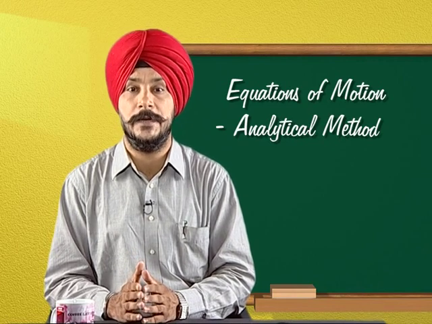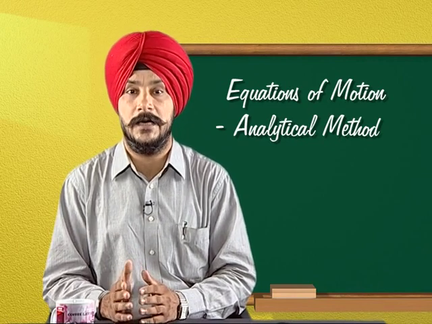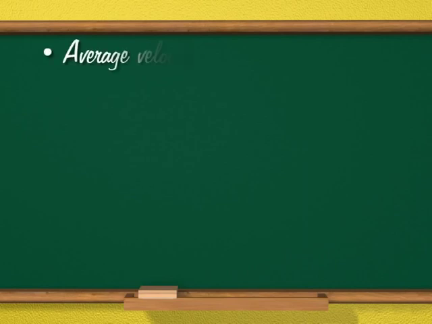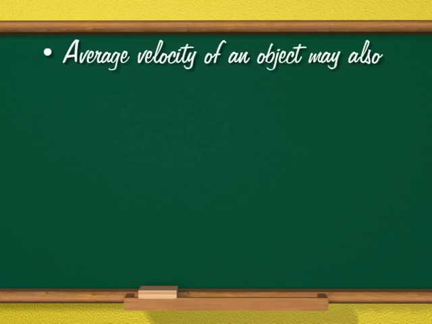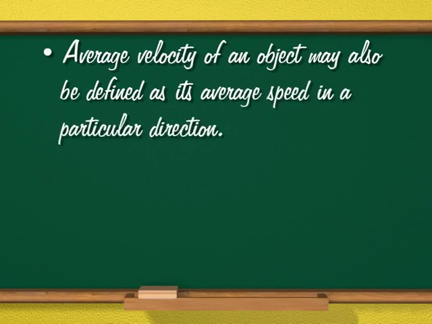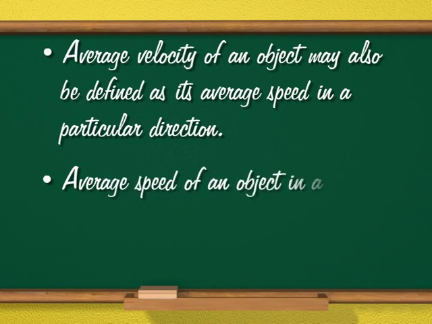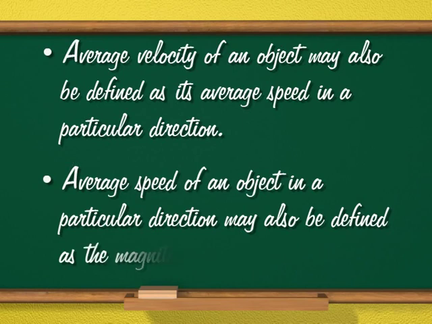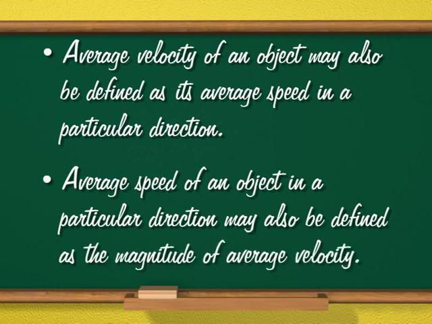Main similarities and differences between the average speed and average velocity are: average velocity of an object may also be defined as its average speed in a particular direction.